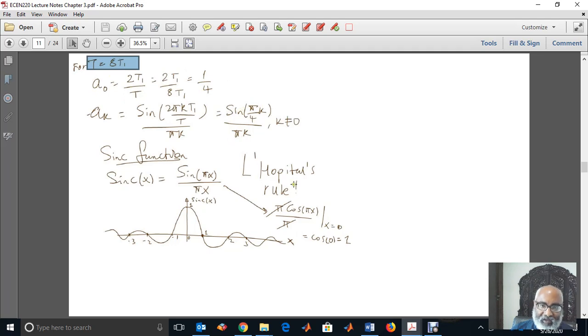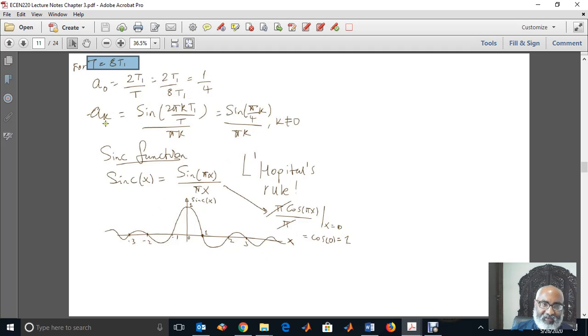If you have undefined, you need to use L'Hopital's rule from mathematics. So the derivative of the numerator, by chain rule, is pi over 4 cosine of pi k over 4, and the derivative of the denominator with respect to k is pi. So evaluating at k equal to 0, you will get a_0 equals 1 over 4. Okay, we can use this.